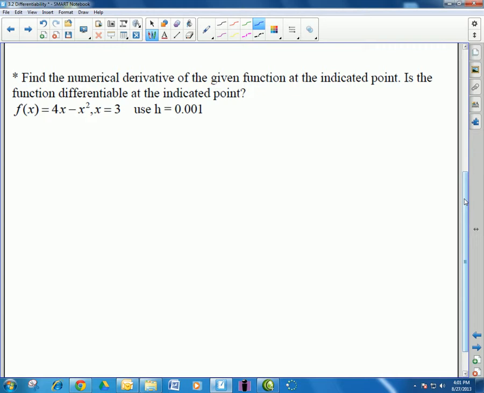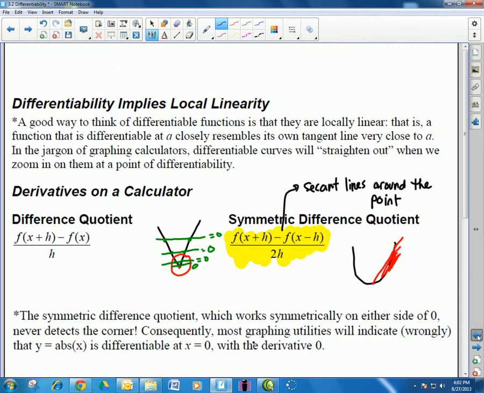On this problem, we're going to do things the way a computer, your calculator, does them, and we're going to use that symmetric difference quotient here. It says find the numerical derivative. So in this homework, quizzes, tests, whenever you're asked to find the numerical derivative, this is what you're doing. So you go back to the symmetric difference quotient. If we go back to that real quick, there it is.